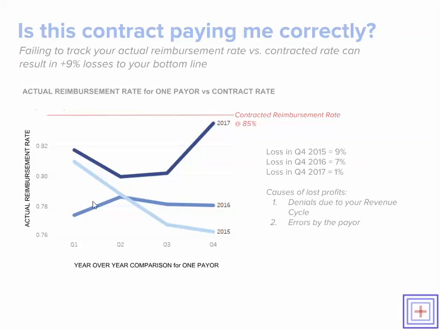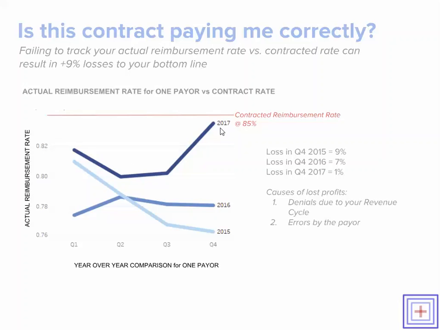So then moving into 2016, what you'll see here is it looks like the reimbursement stabilized a bit in 2016 and came in at 78%. So there's a loss of around 7% to the bottom line. And then beginning in 2017, there was improvements overall, and Q4 ended up around 84%. So there was only a loss of 1% in terms of what the total expectation was for collections.